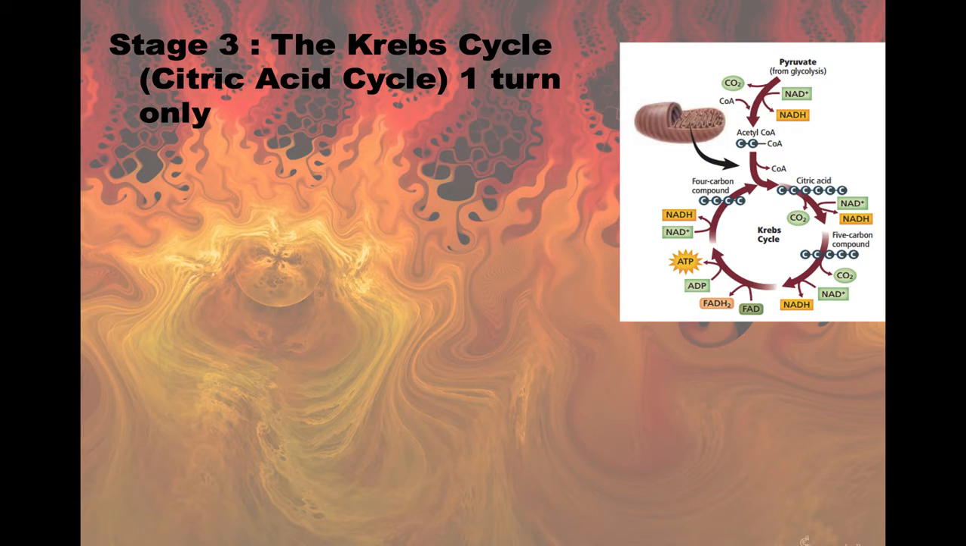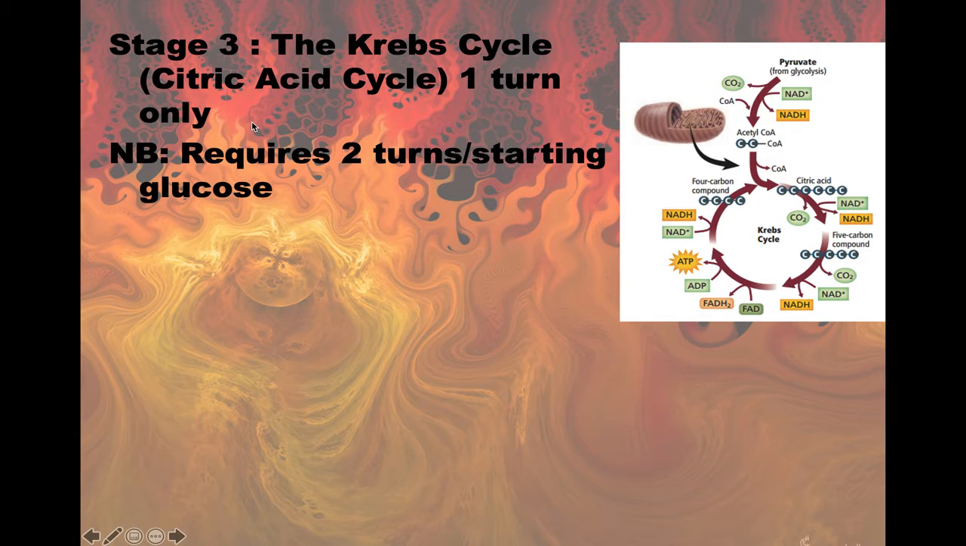Okay, next, stage 3 is the Krebs cycle, also called the citric acid cycle. And what you're looking at here is just one turn of this. Now remember, you have 2 acetyl-CoAs that are entering here. So the first one goes in, goes around, the second one goes in, goes around. So what you're looking at here is just one turn, but actually for each glucose that enters cellular respiration, it has to make 2 turns around this wheel. So it requires 2 turns with each starting glucose.